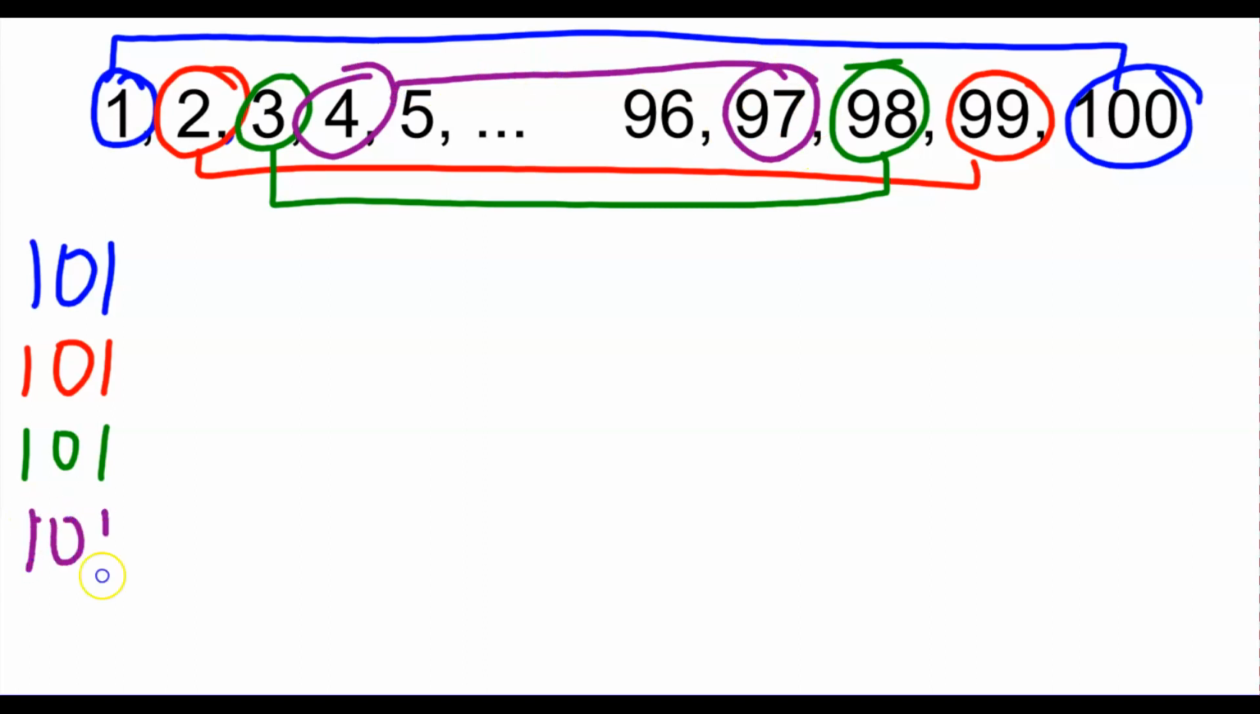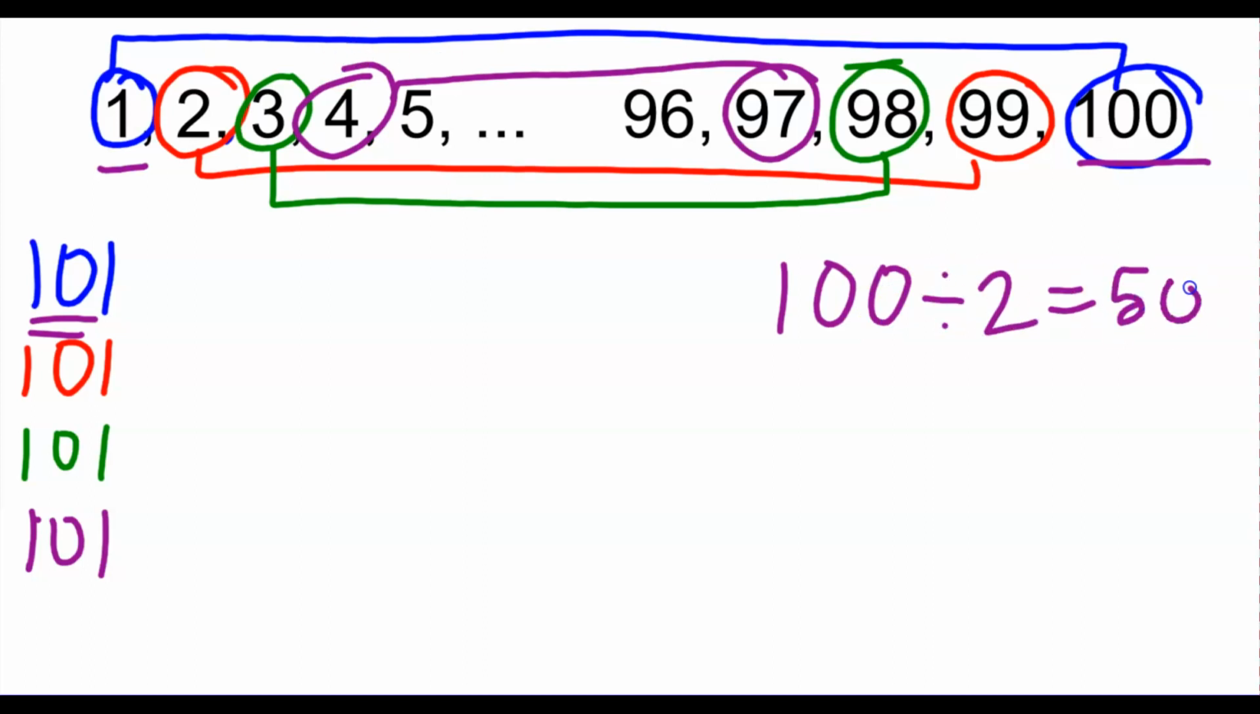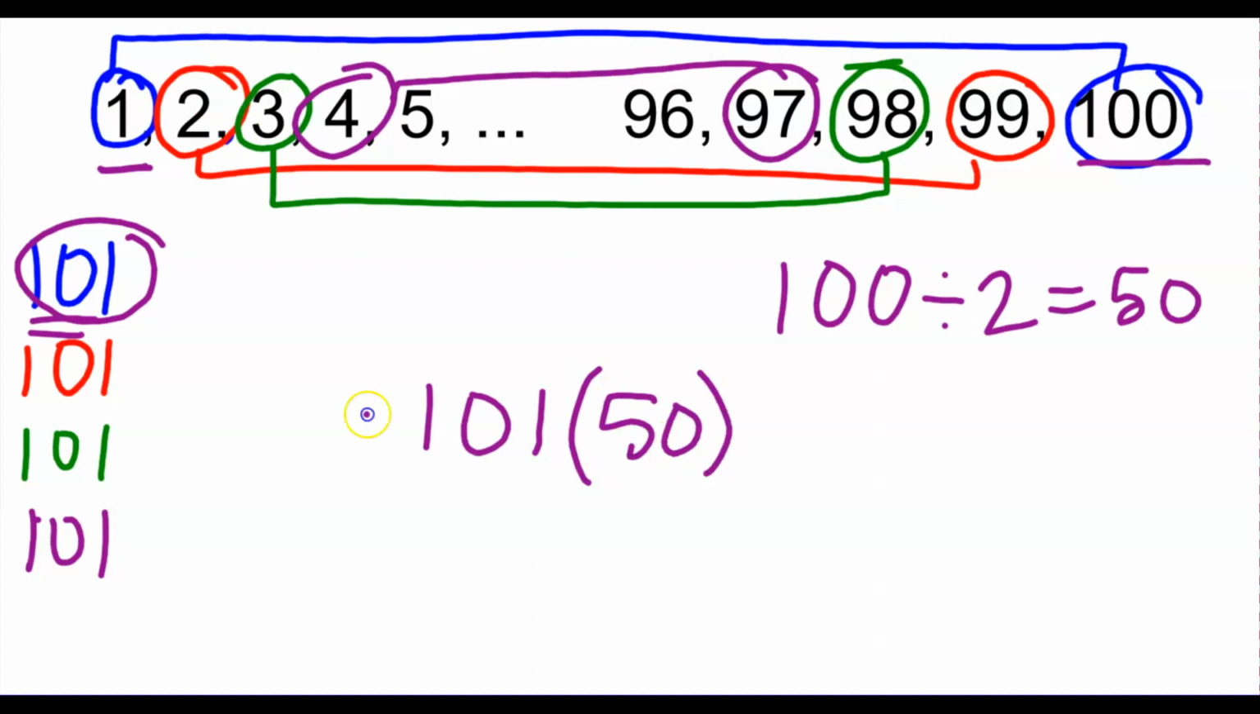adds up to 101. So if I've got the numbers from 1 to 100, and I pair them all up, how many pairs are there that add up to 101? Well, there's 100 numbers. If I pair them up by putting them in twos, that makes 50 pairs. So the sum of all the numbers from 1 to 100 is just whatever you get by pairing them up times however many pairs there are. That's 50.